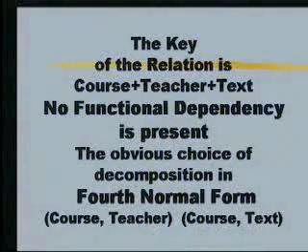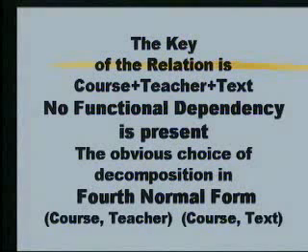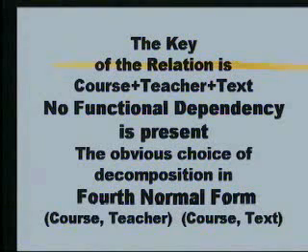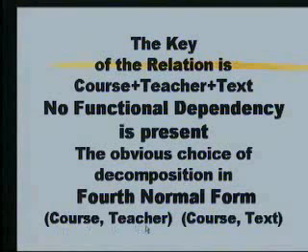The problem is occurring because of the independent nature of teacher as well as text. So what would we like to do? Our common sense says that I would like to decompose this relation into a form called fourth normal form, and the two relations which should exist here should be course and teacher. A course defining various teachers, I can uniquely represent the information, and course and text. So by this I can decompose the relation.